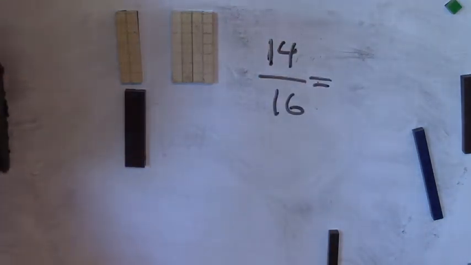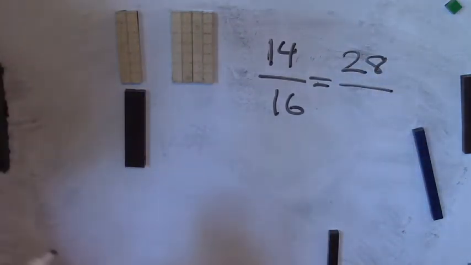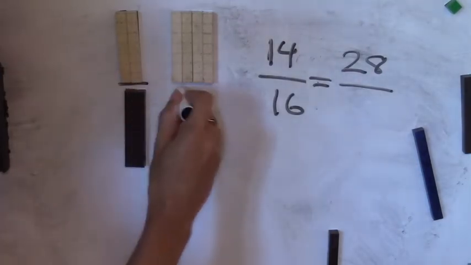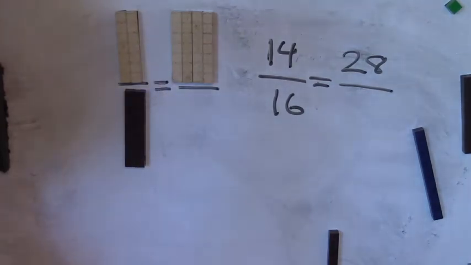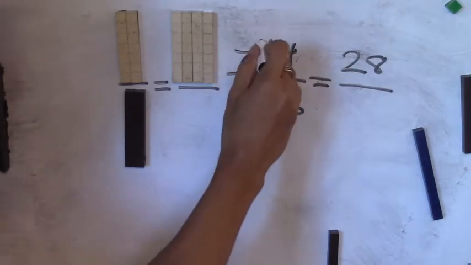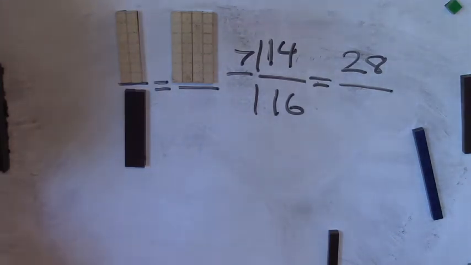14 is to 16. Oh, this is too easy though. As 28 is to what? Let me look at the relationship. Oh yeah, 7. So it's 7 to what? 7. Oh, come on, it's easy.